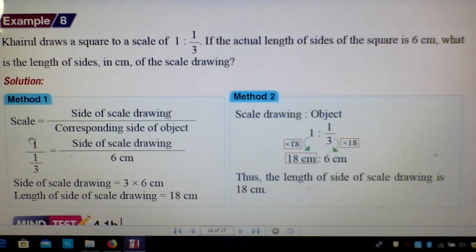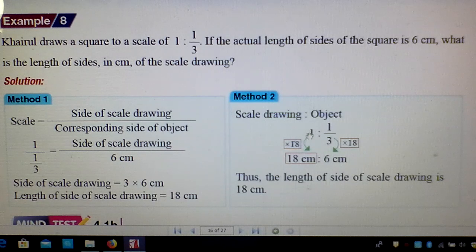Okay, so we have the scale 1 to 1 over 3, equivalent to the side of the scale drawing divided by 6. The actual length is given here, yang sebenar, 6 cm. So we solve this one, we get the length of the side of the scale drawing equivalent to 3 times 6, 18. Or proportional method again.